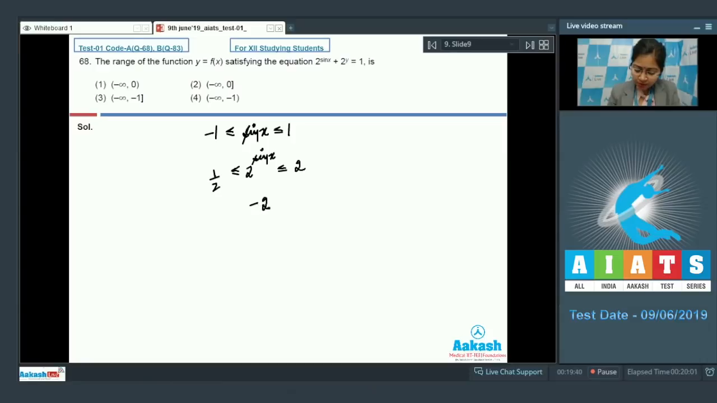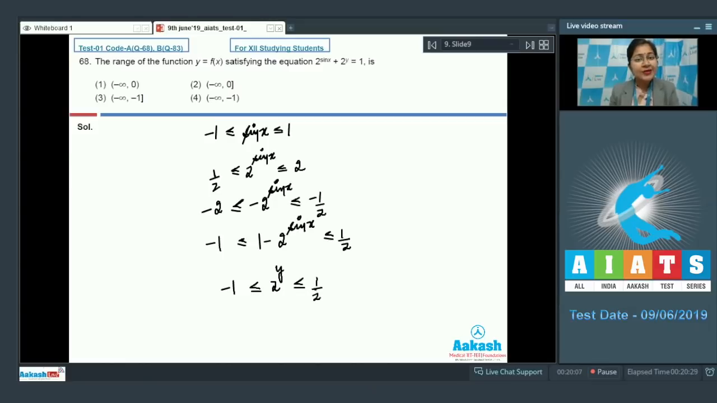Now if we talk about -2 raised to the power sin x, we can say that it will go from -2 up till -1/2. Also adding 1, 1 minus 2 raised to the power sin x will go from -1 up till 1/2, which means that 2 raised to the power y goes from -1 to 1/2. Now we know that 2 raised to the power y is always greater than 0, which means that 0 is less than 2 raised to the power y is less than or equal to 1/2.